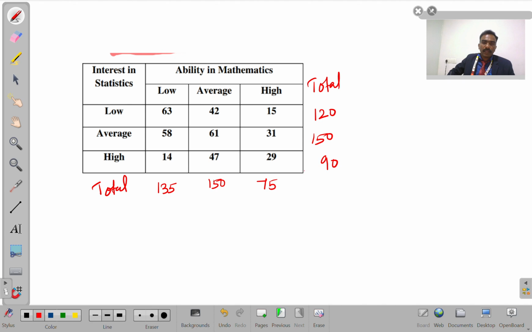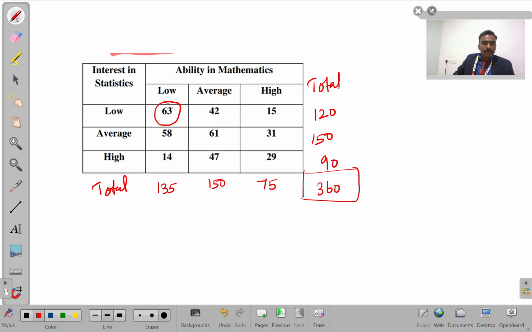Then find the grand total, which is 360. Once you find the row totals, column totals and grand total, we need to find the expected value for each given observed value. The first observed value is 63, and we need to find the corresponding expected value.